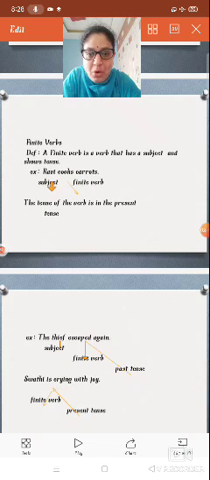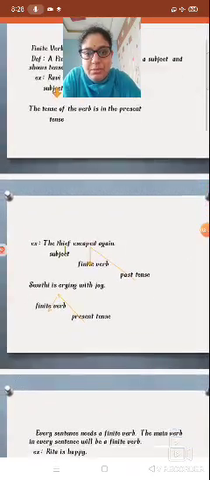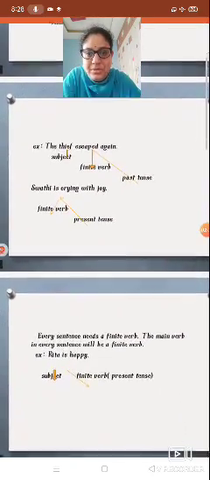So the finite verb here is cooks, and the tense of the verb is the present tense. So a finite verb is a verb that has a subject and shows the tense. Some more examples.